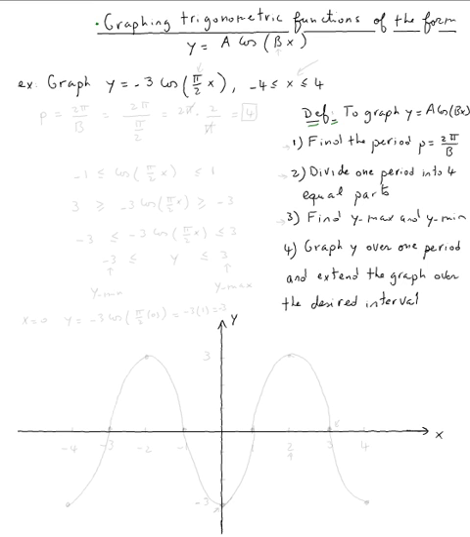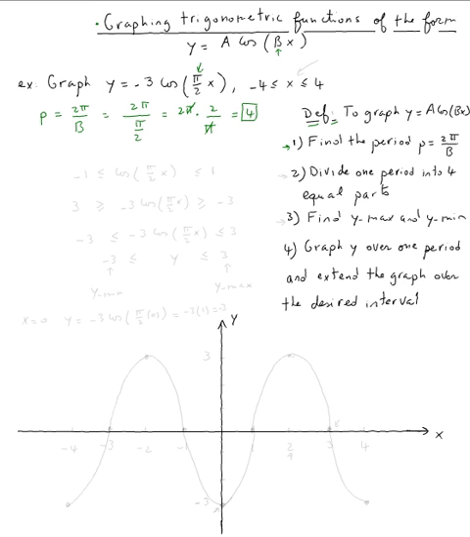The definition says to graph y equals a cosine of bx, first, number one is find the period, P equals 2 pi over b. So let's do that. How do we know the b? The b is the coefficient of x. So in our case, the b is pi over 2. So that will be 2 pi over pi over 2, which is 2 pi multiplied by the inverse. Now simplify this pi with the pi. So the period is 4.